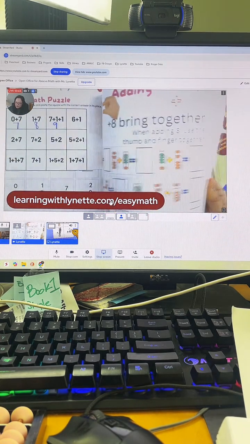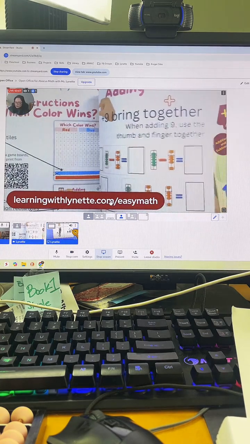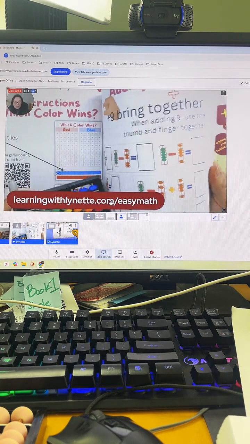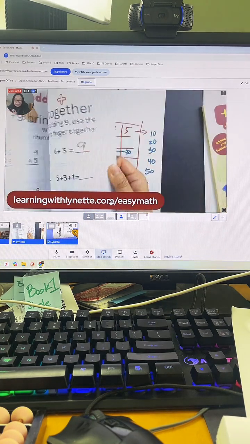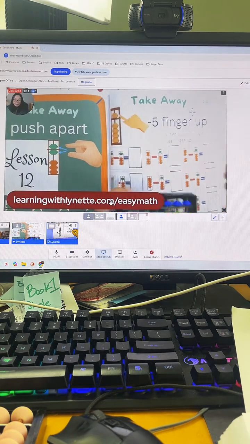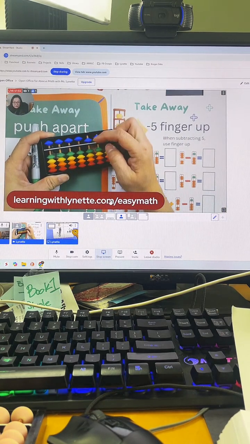Right? But it doesn't matter which bead as long as it's 6. So as long as I do this, this is 6, right? So we have 6 and then 7 and then 8 with what activity? Oh, the who would win activity. And then here I have 9.